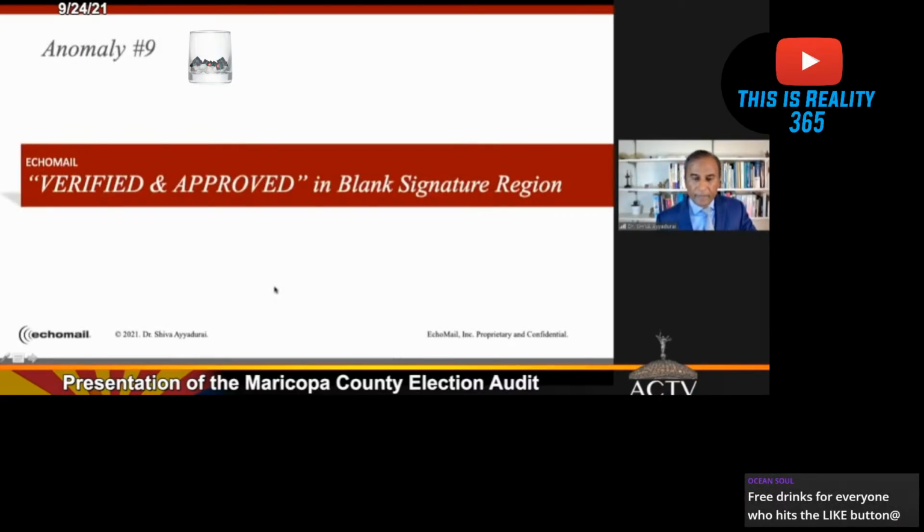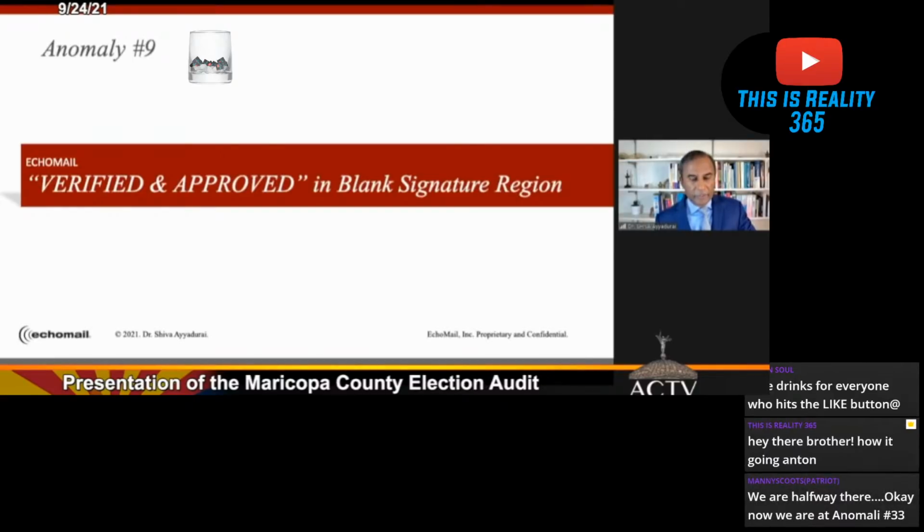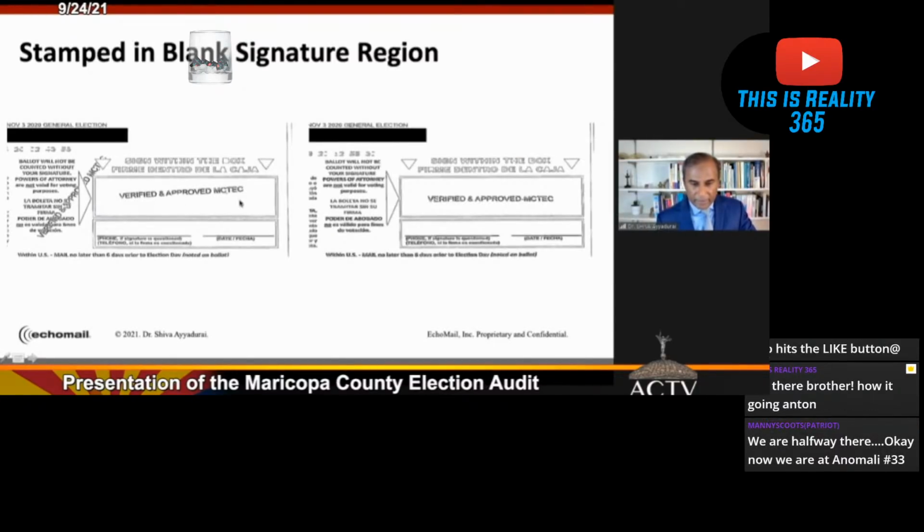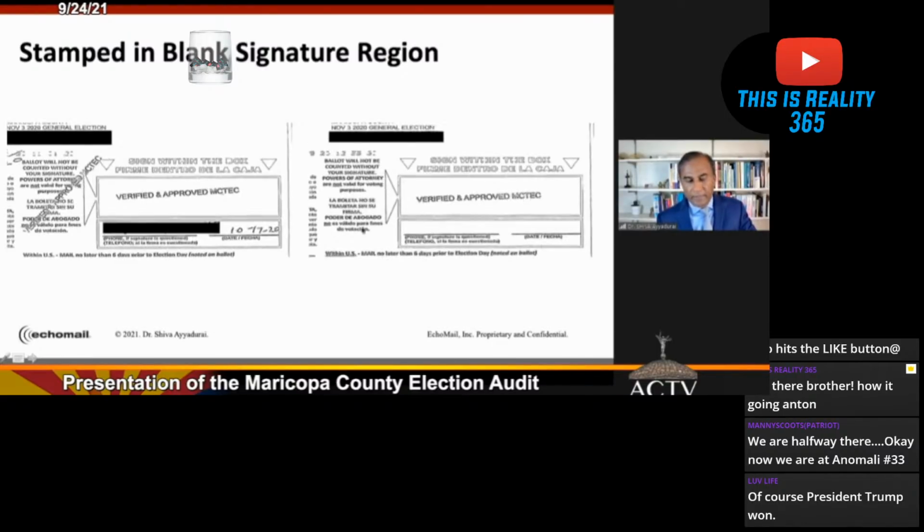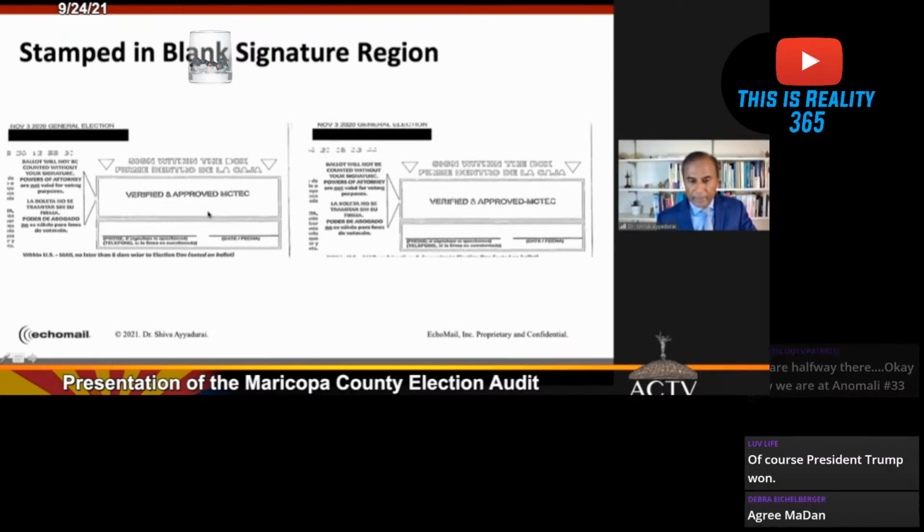All right, the next anomaly is verified and approved in the blank signature region. So what do I mean by that? This is blank, but the verified and approved is appearing right in the blank. Again, these are process issues which we'd love to get answers to. Same thing here, the verified and approved is right there.